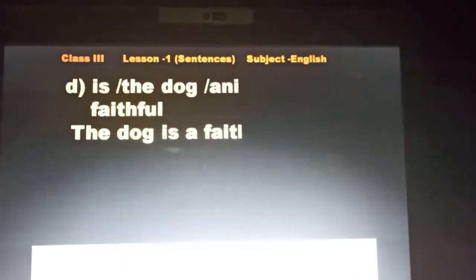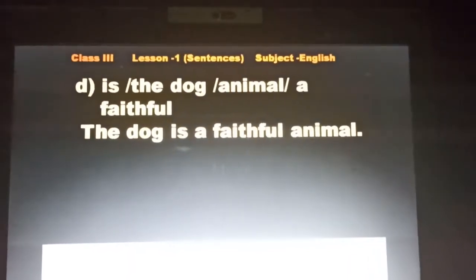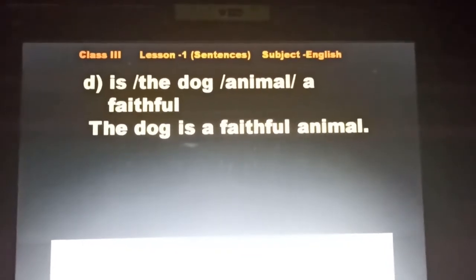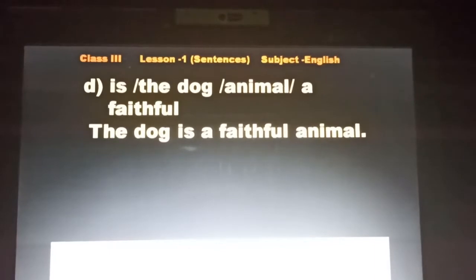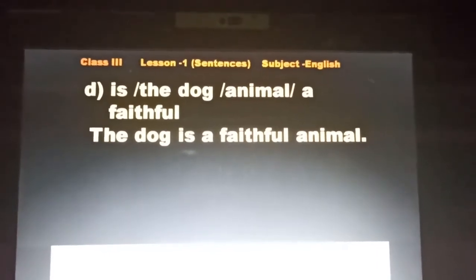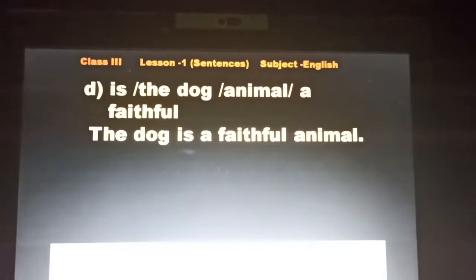Now the D part here is: the dog animal a faithful. The correct sentence is: The dog is a faithful animal.